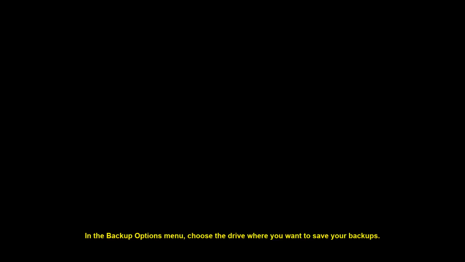In the Backup Options menu, choose the drive where you want to save your backups. If the preferred drive is not listed, connect an external drive and it should appear. Under the Backup These Folders section, you can add or remove folders you want to back up.